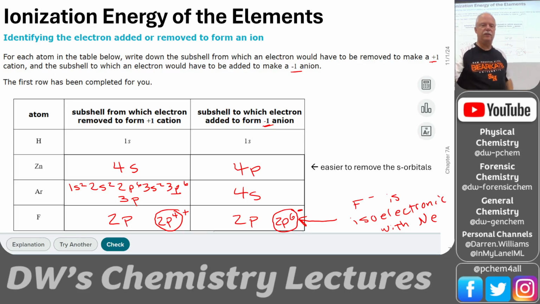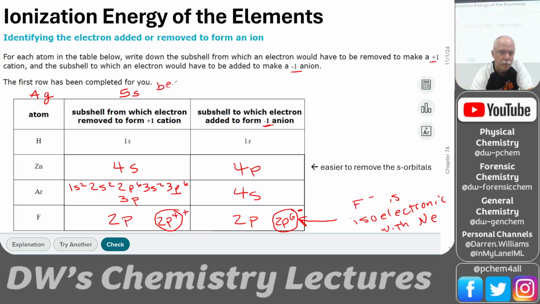So that's just a little bit about when you're putting electrons on or taking them off and understanding the electron configurations. So then for silver or gold, would you go to the 4s if you're making an anion? Mm-hmm. Good question. So let's just do this for silver and gold. So silver, Ag. The electron removed would be coming out of the 5s, because we have for silver the 4d10.